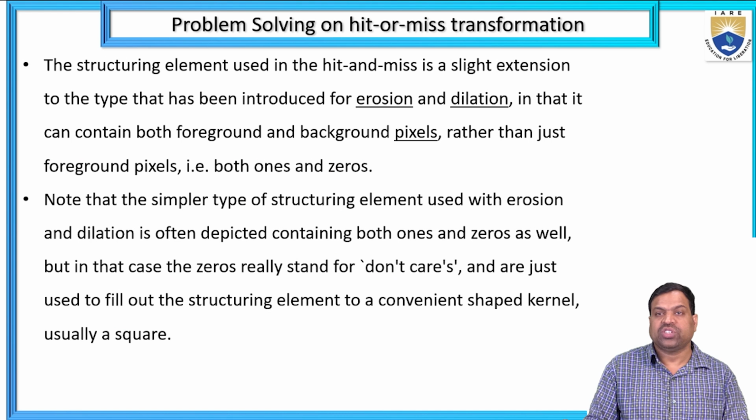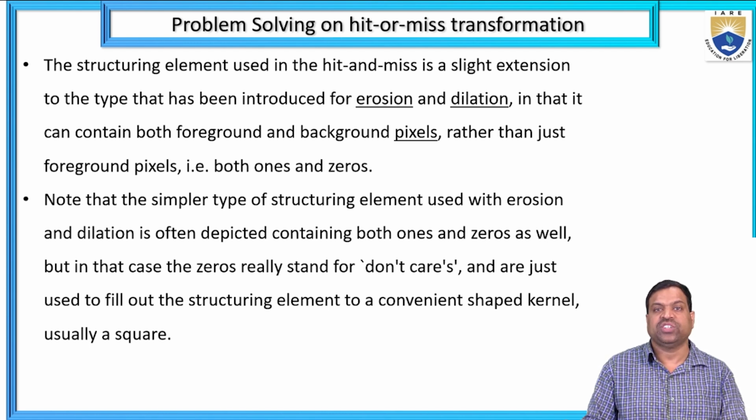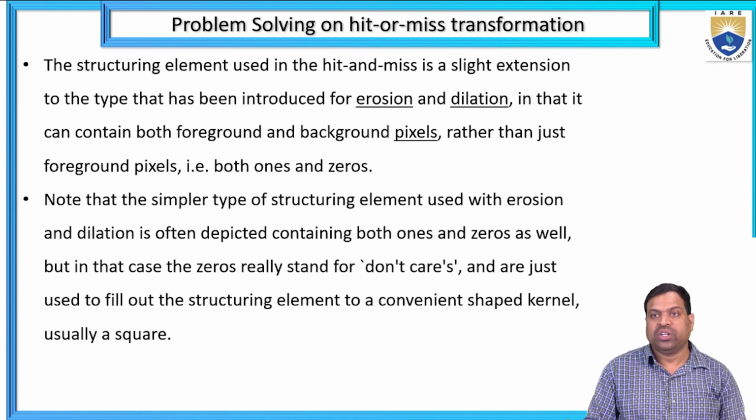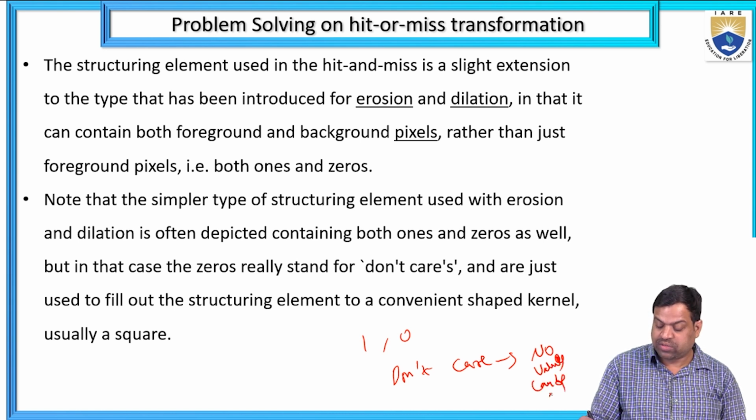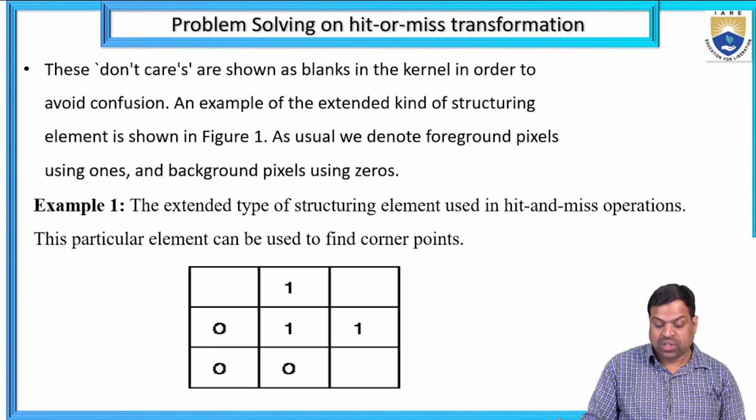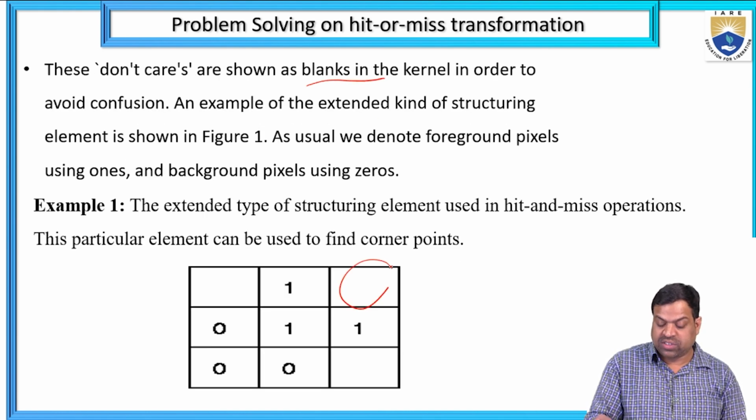The structuring element used in the hit and miss is a slight extension of the type that has been introduced for erosion and dilation, in that it can contain both foreground and background pixels, rather than just foreground pixels, that is, both ones and zeros. The simpler type of structuring element used with erosion and dilation is depicted containing both ones and zeros. So ones and zeros are there. Don't care means we don't know, so no value can be taken. So don't care is nothing but a blank. These are the blanks.